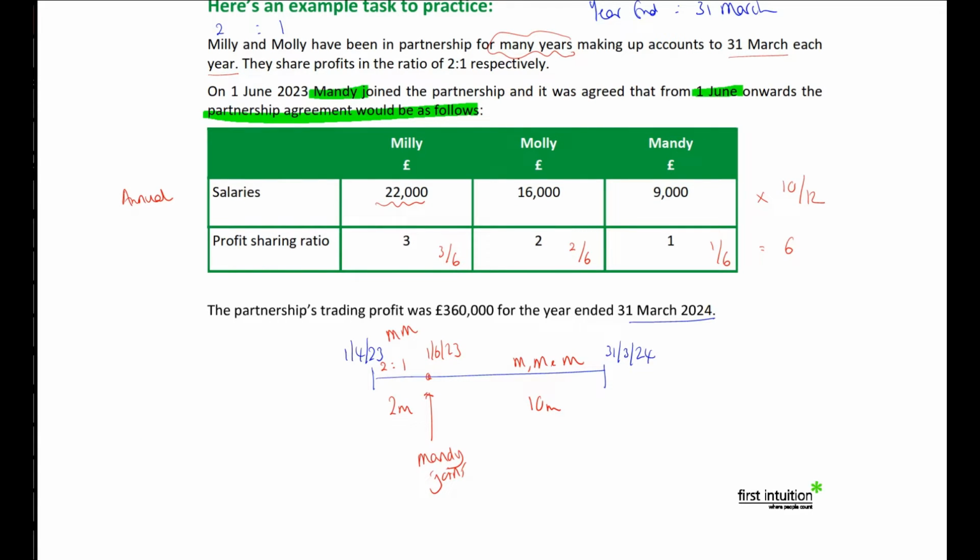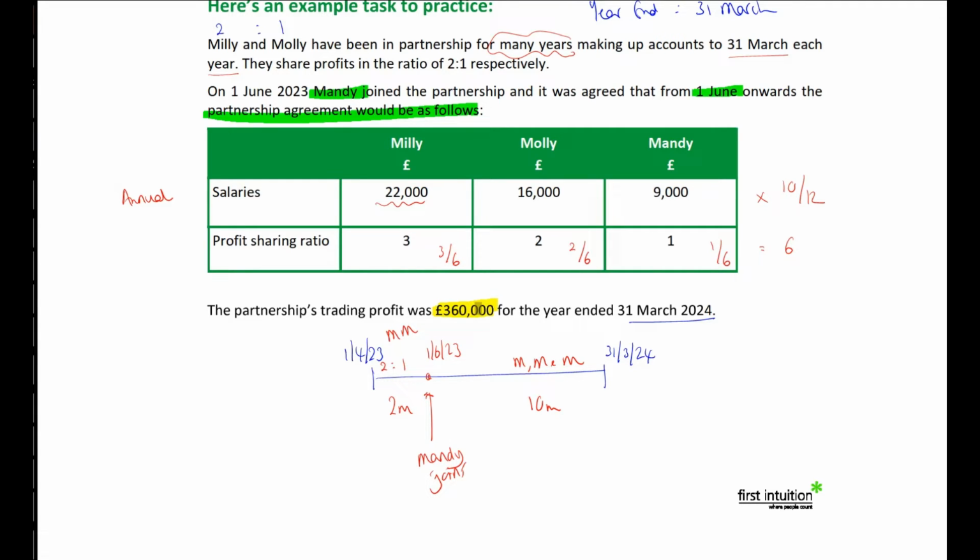Now we haven't actually started answering the question yet. All we've done is understood the information presented. Another really important, crucial piece of information here is the profit, because that's what I'm trying to share. That is the whole point of sharing partnership profit, that there is a profit.